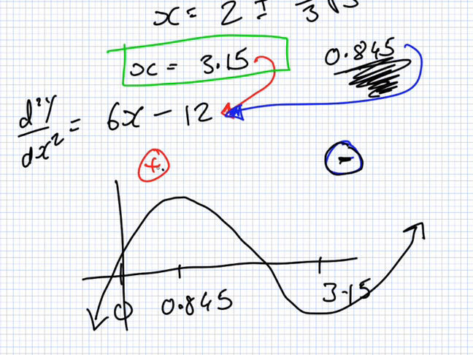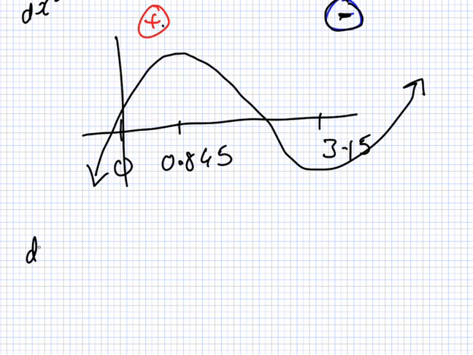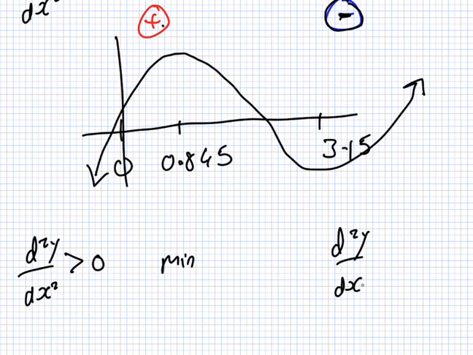In other words, if you want to know if you have the maximum or minimum, you just need to know if the second derivative is positive or negative at that point. So, to summarize this idea, if the second derivative is positive, we have a min, and if the second derivative is negative, we have a max.